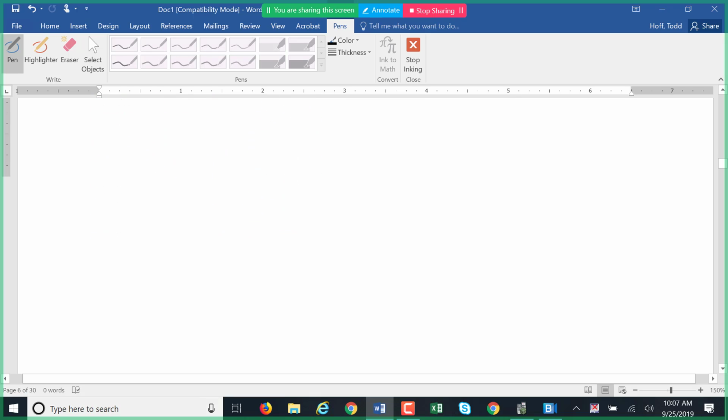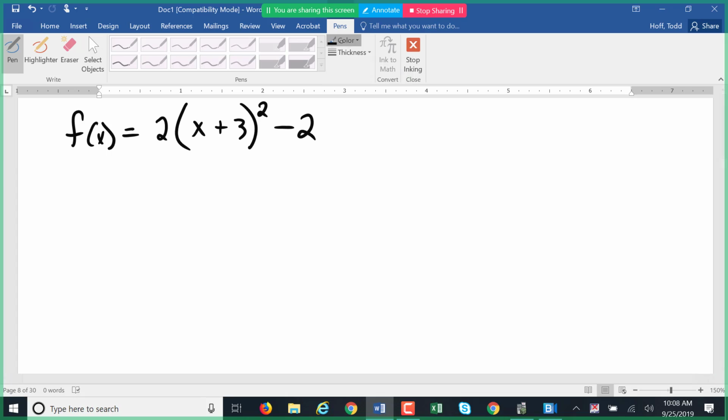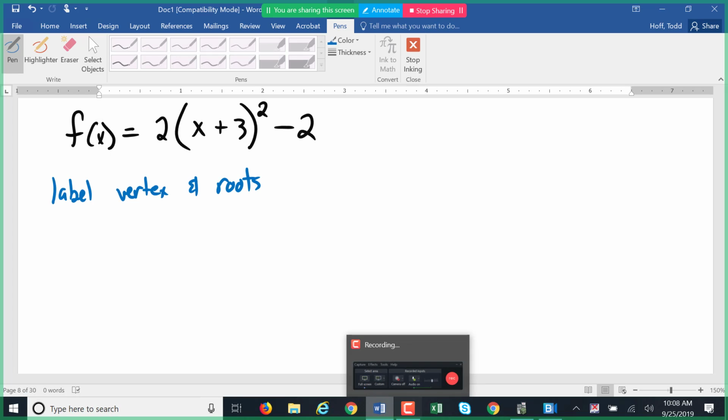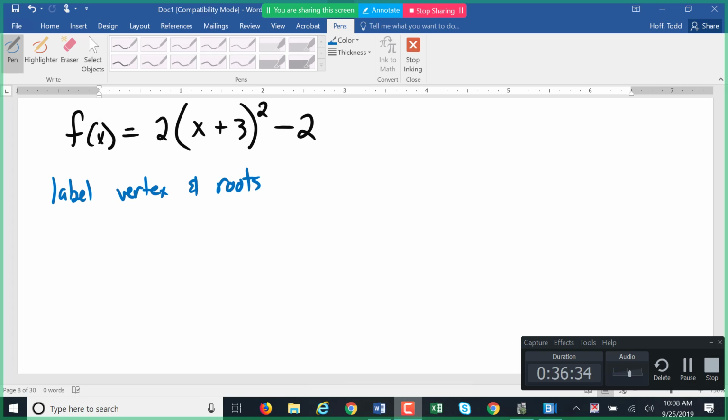In your notes, I want you to graph for me f of x equals 2(x + 3)² - 2. I want you to graph it, and I want you to label the vertex and the roots. So I'll give you a couple minutes to work on that, see what you come up with.